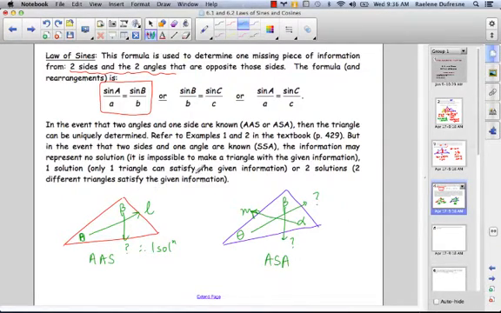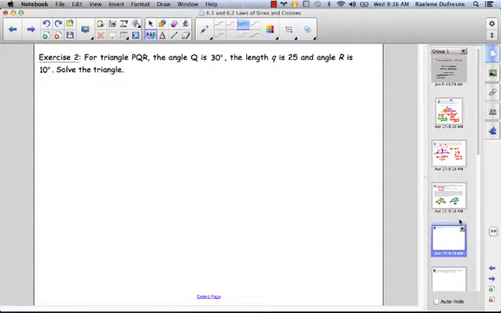However, if we happen to be given two sides and one angle in order, the information may cause us to find no solution, and therefore it would be impossible to make a triangle with the given information. Or it's possible that we might have one solution where only one triangle can satisfy the given information, and it's also possible to get two solutions where two different triangles could satisfy the information. So let's take a look at what a question might look like involving the sine law.